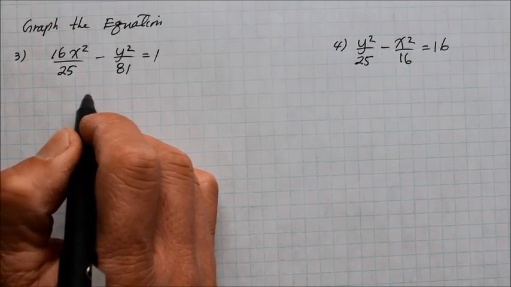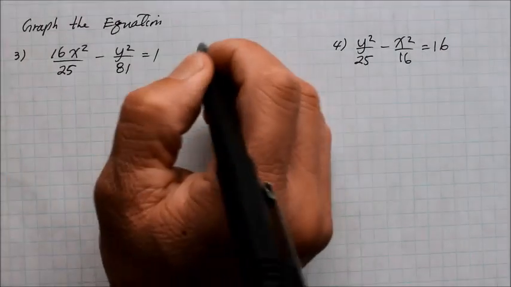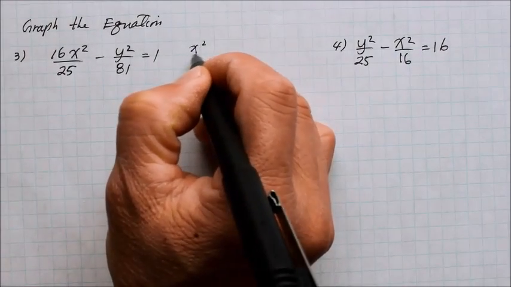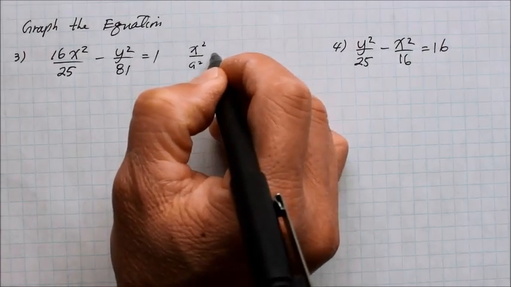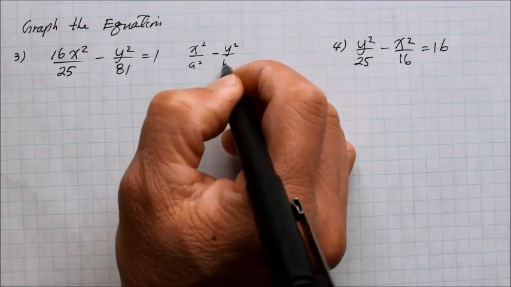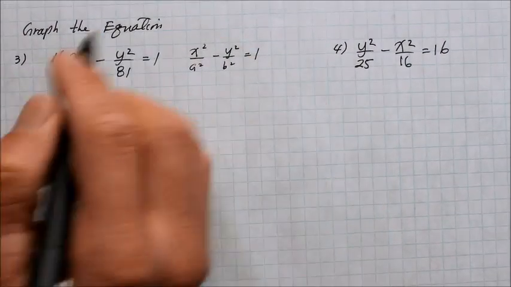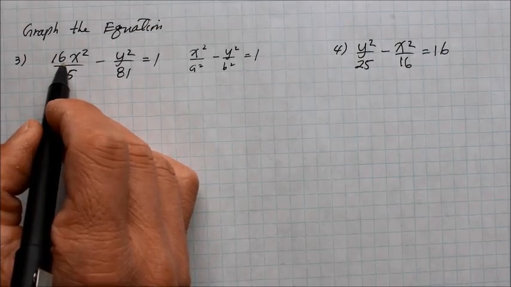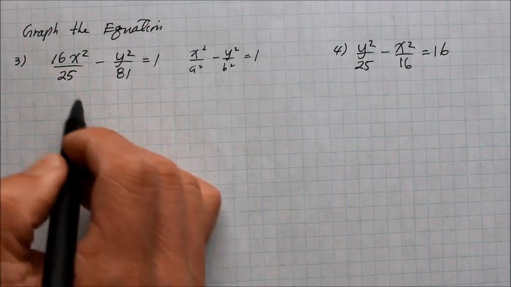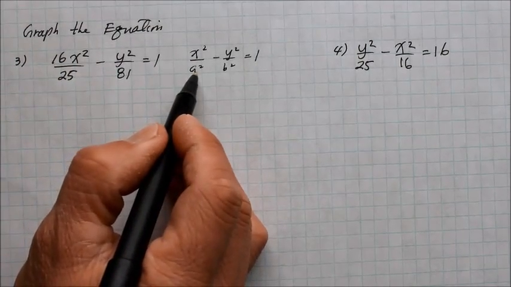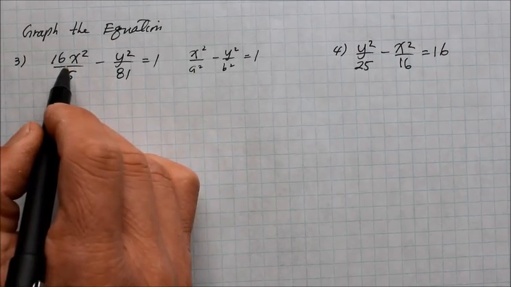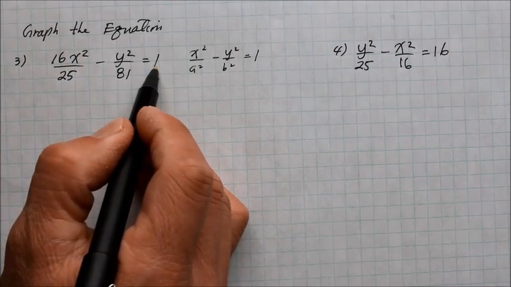It almost looks like a standard form. It almost looks like x squared over a squared minus y squared over b squared is equal to 1. However, there's a coefficient sticking out, and we can't just go on with it the way it is. We have to make it into a standard form. So how do you get rid of that when already the constant is 1?